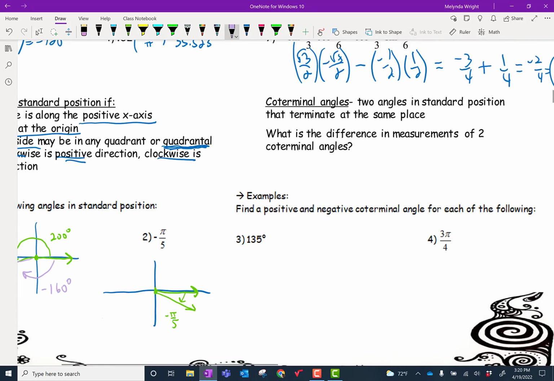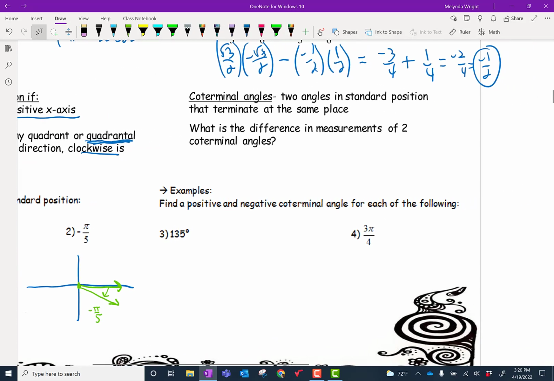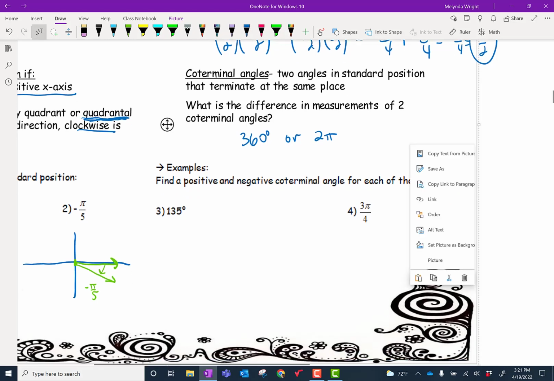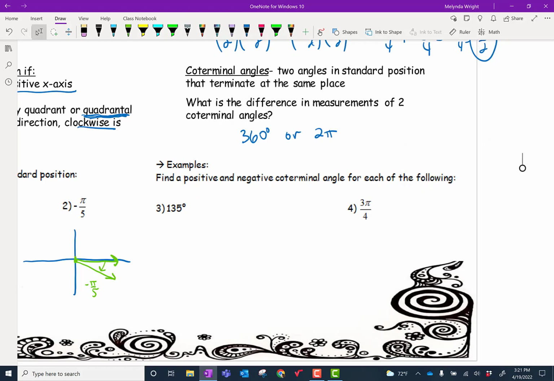Okay, so if that's a coterminal angle, they terminate at the same place. What do you think the difference in the measurements of two coterminal angles would be? Let's see, if we're in degrees, it would be 360 degrees. That would be the difference in their measurements. If we're in radians, it would be 2 pi, just depending on what unit or what measurement we're in. And our last example is looking at finding a positive and negative coterminal angle for each of the following.